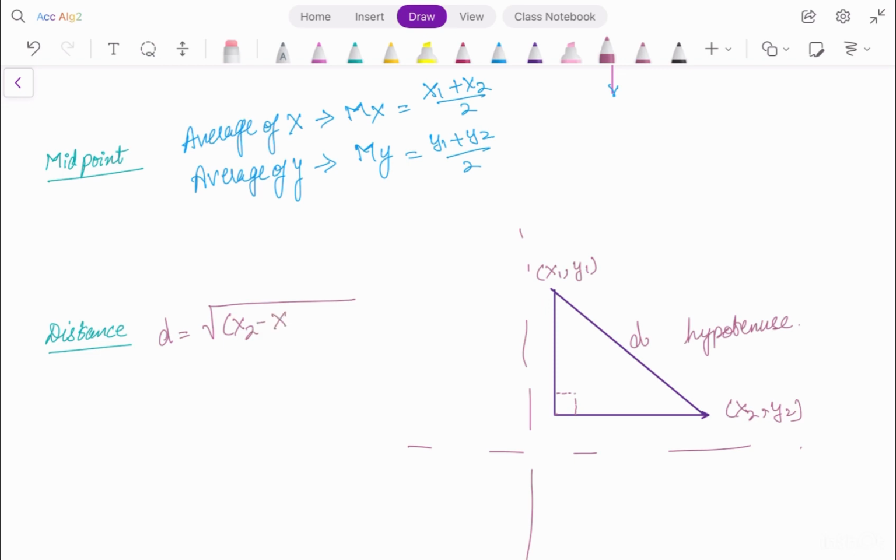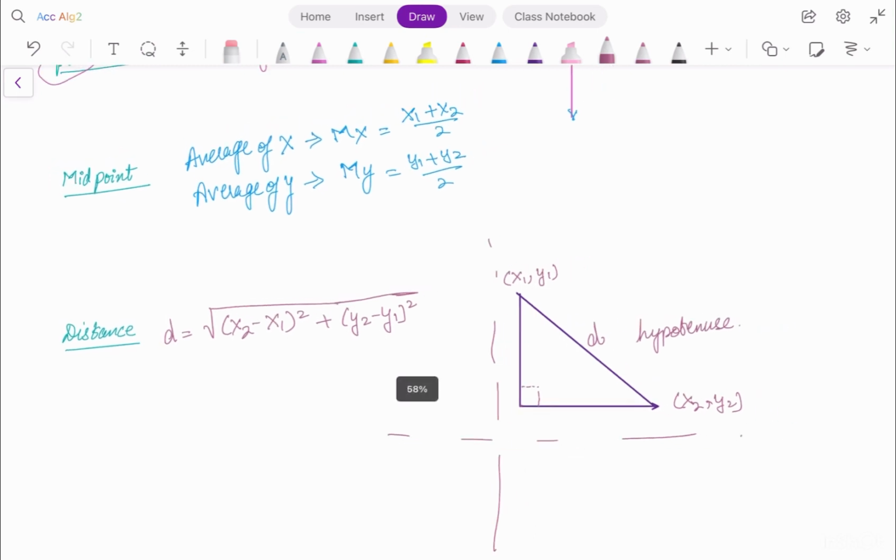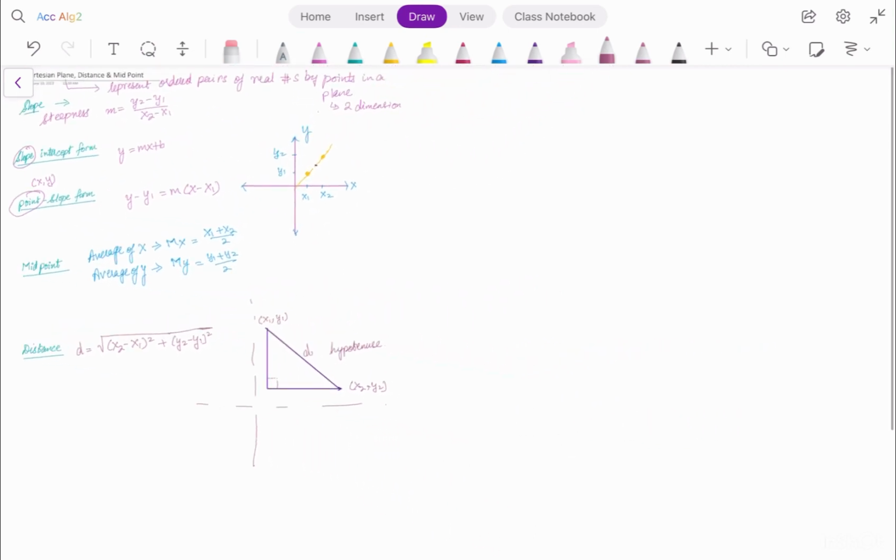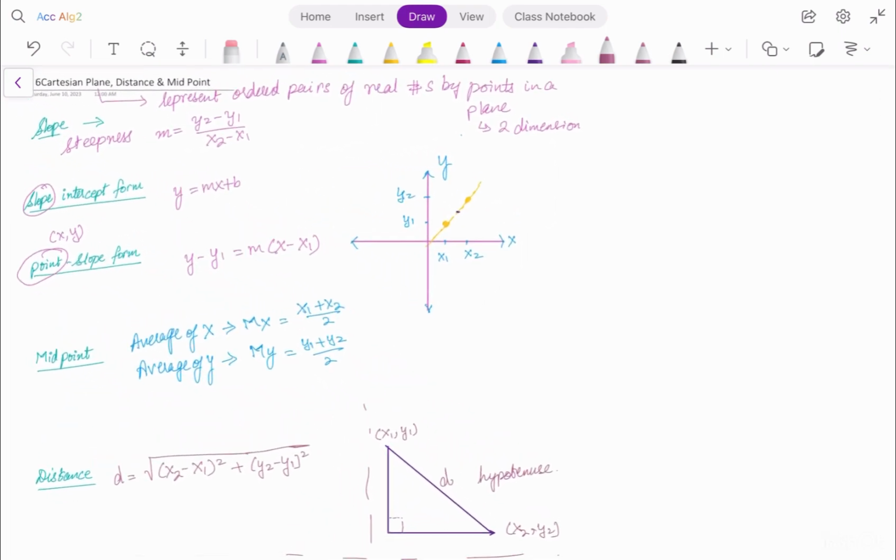Yes, because the distance formula is x2 minus x1 squared, which is nothing but the run of the slope, and y2 minus y1 squared, that is nothing but the rise of the slope. So if you know the slope, rise over run, and if you square rise squared plus run squared inside the radical, that is nothing but your distance, because basically we are also using the Pythagorean theorem in this, right? To calculate the hypotenuse, we use Pythagorean.